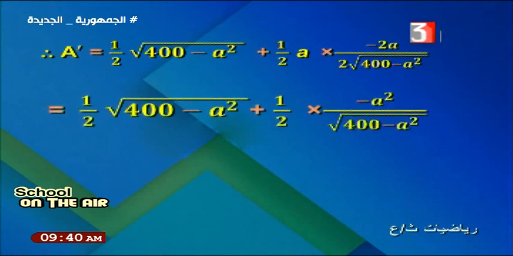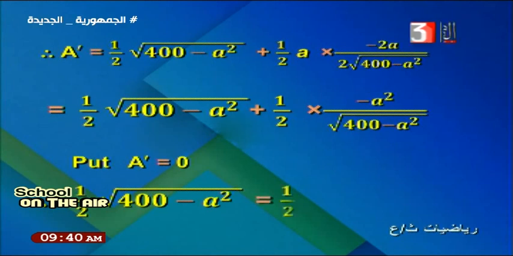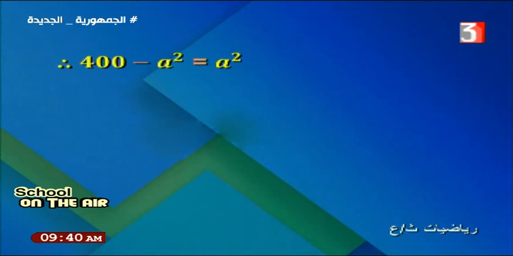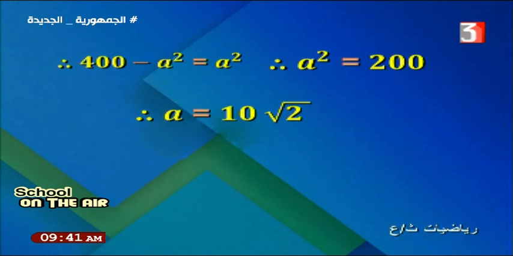Then A dash equals half multiplied by square root of 400 minus a power 2, plus half multiplied by negative a power 2 over square root of 400 minus a power 2. Now put A dash equals 0. Then half square root of 400 minus a power 2 equals half multiplied by a power 2 over square root of 400 minus a power 2. Cross multiplication, then 400 minus a power 2 equals a power 2. Then 2a power 2 equals 400, divide by 2, then a power 2 equals 200. Then the value of a equals positive or negative 10 root 2. But negative 10 root 2 is refused because a is a positive value, then a equals 10 root 2.